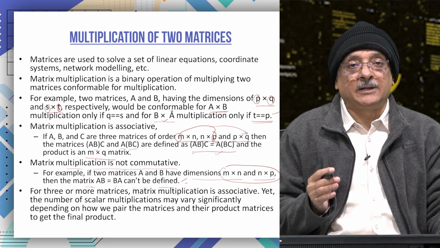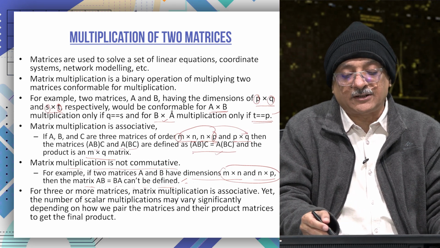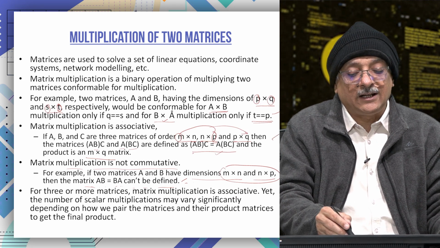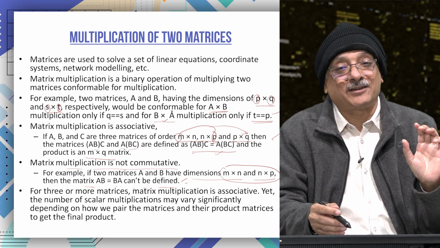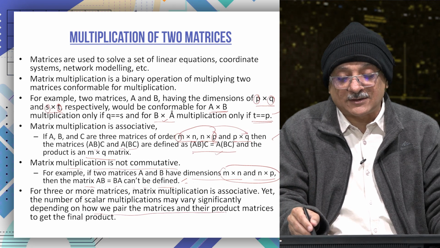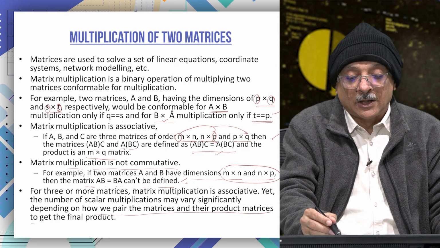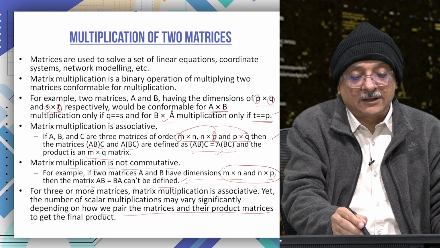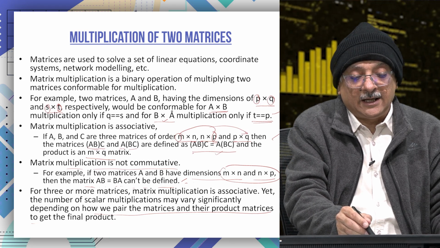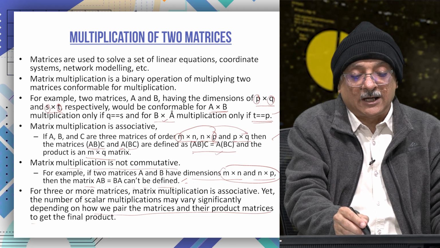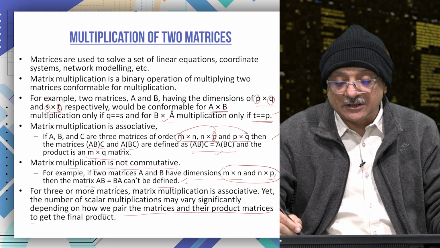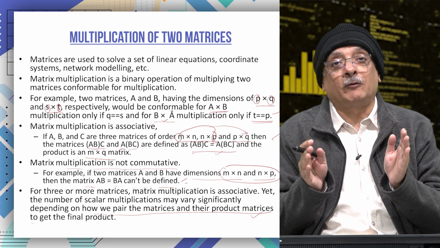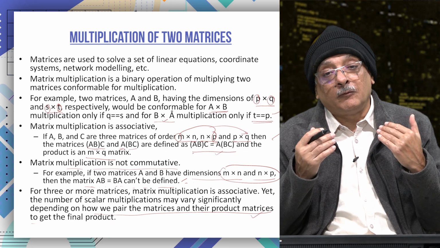Now, an interesting fact about matrices is that for 3 or more matrices, matrix multiplication is associative, that we have already stated, yet the number of scalar multiplications may vary significantly. That is a very interesting fact, okay, depending on how we pair the matrices and their product matrices to get the final product. If I multiply A and B first and then multiply with C, or I multiply B and C first and then multiply with A, the number of multiplications and additions required may be very, very different.